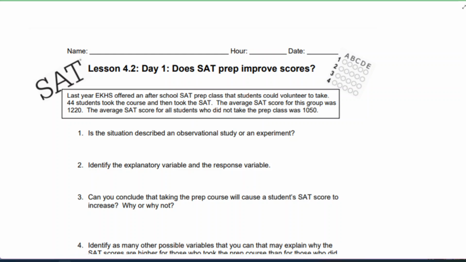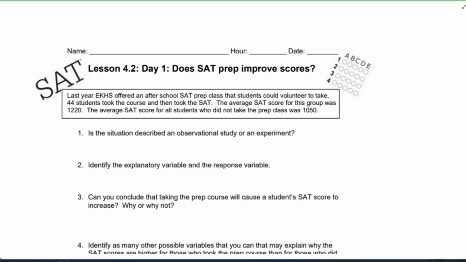To get us started, we're going to have this worksheet here with day 1, and this is going to be an experiment involving SAT scores and SAT prep classes. So last year, it says EKHS was offered an after-school SAT prep class that students could volunteer to take. 44 students took the course and then took the SAT. The average SAT score for this group was 1,220. And then the average SAT score for all students who did not take the prep class was 1050.